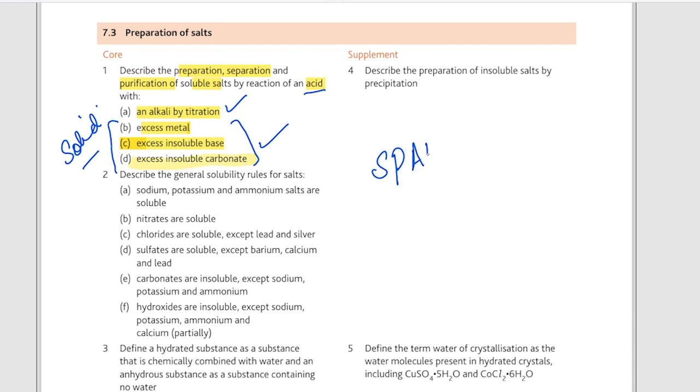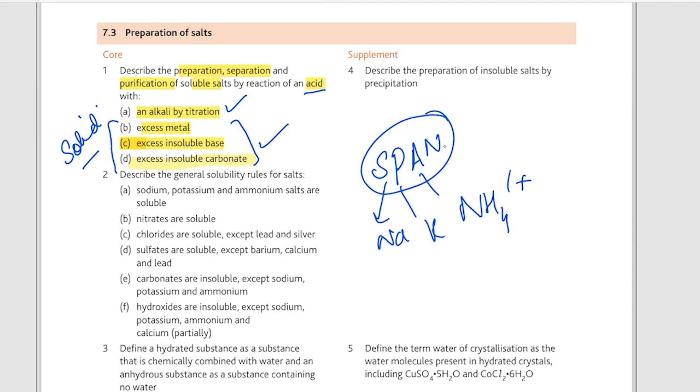All sodium, potassium, ammonium and nitrate salts are soluble. Wherever you find these symbols, these elements, all of those salts are soluble. So sodium, potassium, ammonium salts are soluble. Next one is nitrates are soluble.